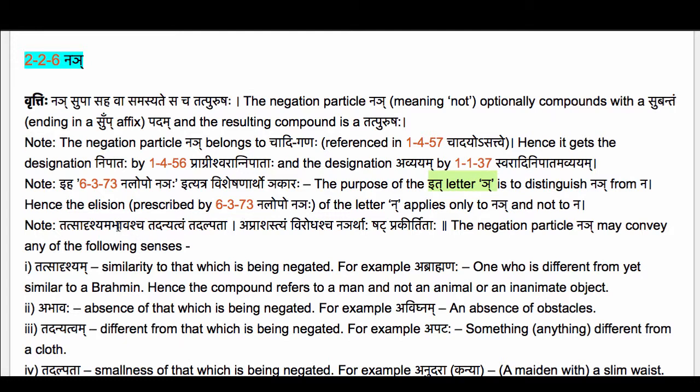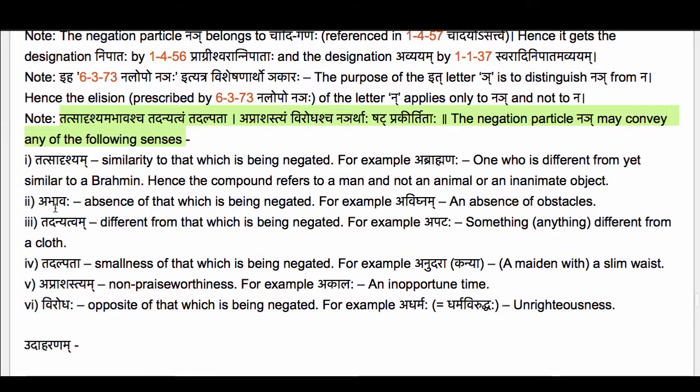The next note says tat sadrishyam abhavascha tadanyatvan tadalpata aprashastyam virodhascha nanyarthaha shat prakirtitaha. The negation particle Nyai may convey any of the following senses. First one is tat sadrishyam, similarity to that which is being negated. For example, abrahmanaha, one who is different from yet similar to a Brahmin. Hence the compound refers to a man and not to an animal or an inanimate object. So when we say abrahmanam anaya, bring a non-Brahmin, you cannot bring a stone or something like that. It means bring a man who is not a Brahmin. So even though there is a negation here, there is also a sense of similarity to that which is being negated.